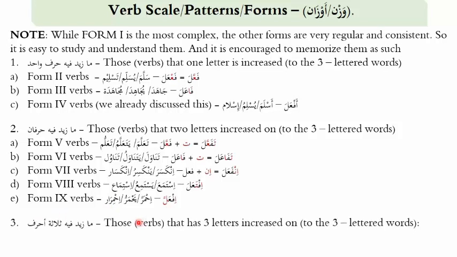Okay? So the final category is ma zida fihi thalathatu ahrufin. Those verbs that have 3 letters increased on the 3-lettered verbs. They have 3 letters increase on the 3-lettered verbs. And there's one form. Istaf'ala. Look, we have fa'ala here at the end. Alif, sin, and ta are added at the beginning. So it becomes istaf'ala. The example is istaqbala, yastaqbilu, istiqbal. So these are the categories, inshallah.